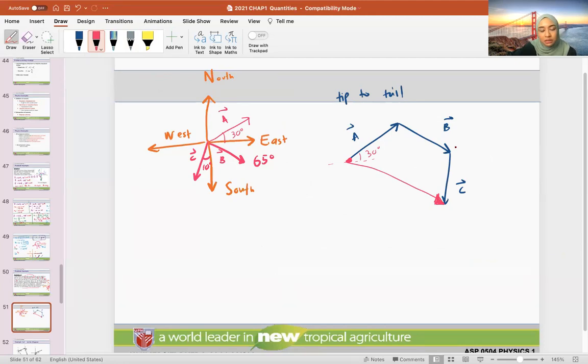And then B is 65. So this is 65, right? And then your C. C is like this. So this is 10 degrees. So this is your tip to tail method. And then move on to the tail to tail. You can't, but you can just draw it. But you can't find the resultant. Okay, tip to tail. This is tail to tail, which is this thing actually.